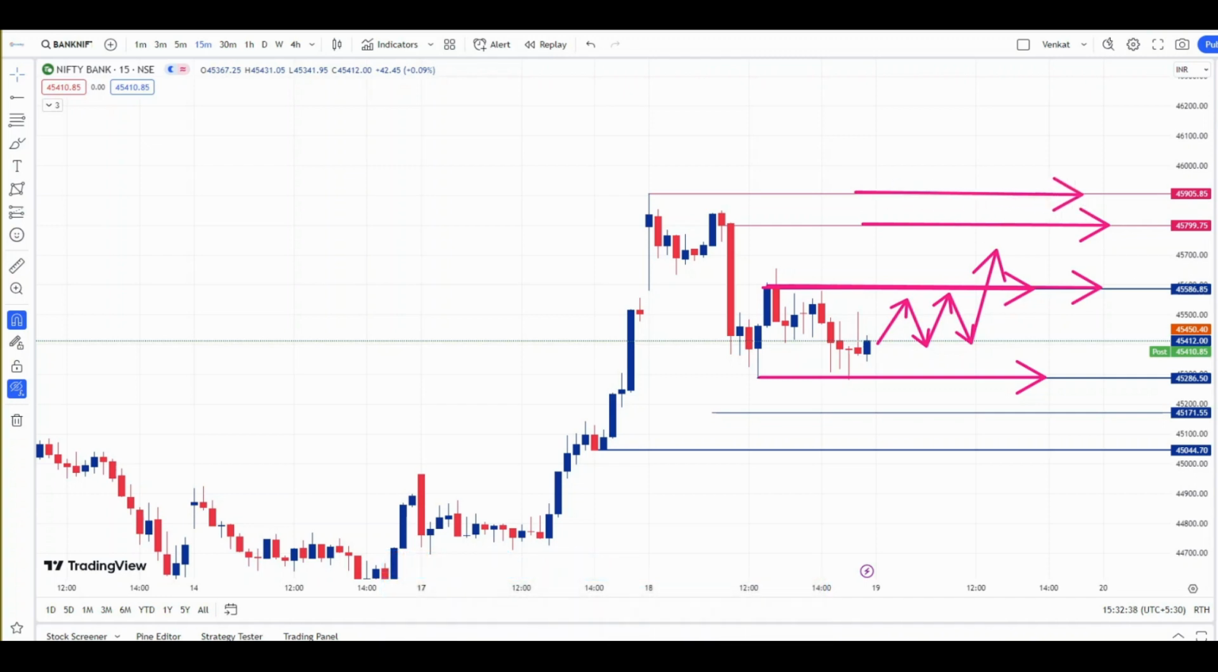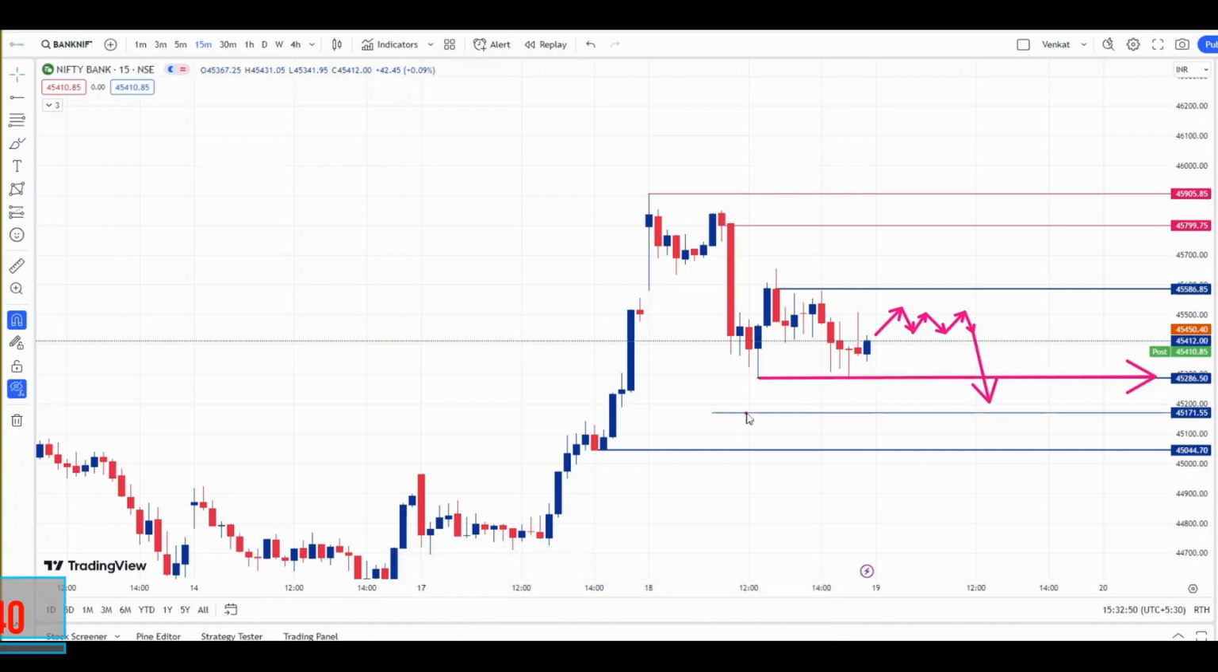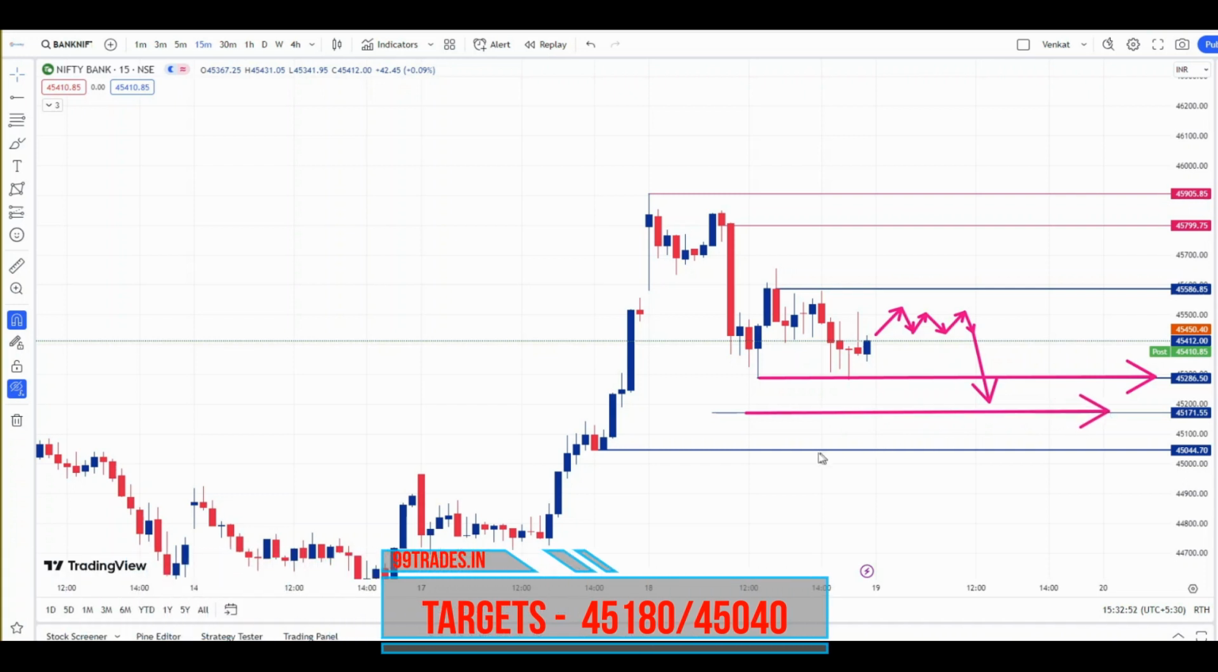45,900. If Bank Nifty opens flat in between this range and spends some time like this, and if it gives a breakout on the downside, that is below 45,280, then our first target will be 45,180 and the second target will be 45,044.